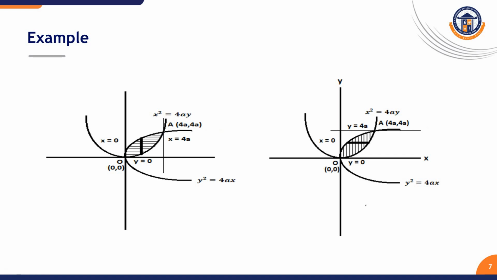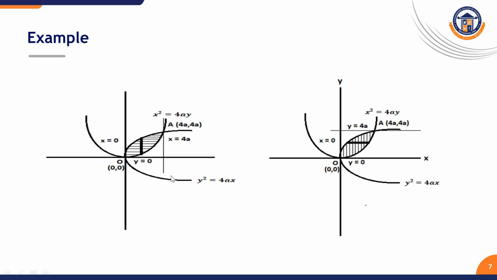First we have to find the common region of these four limits. The limits are x equal to 0 and x equal to 4a. Inside these two lines, we get the general area. And then y squared equal to 4ax and x squared equal to 4ay, the intersection of these two. So we get the common, required area as this part.